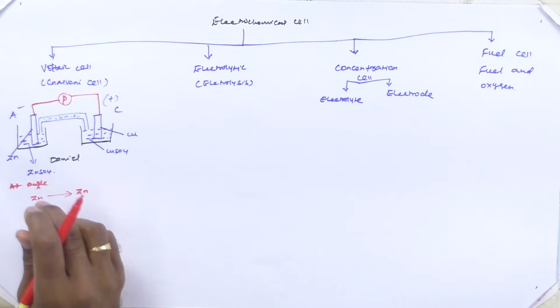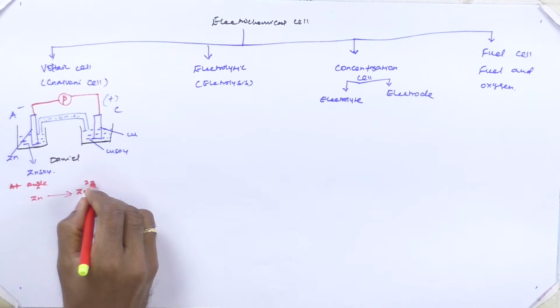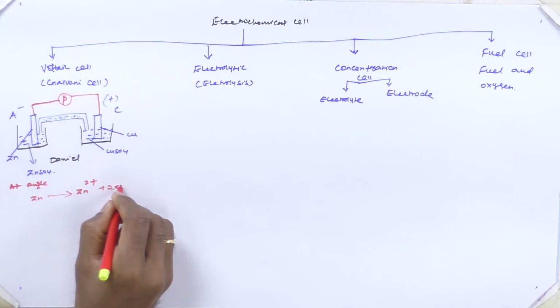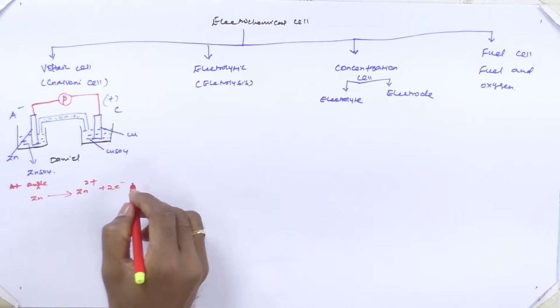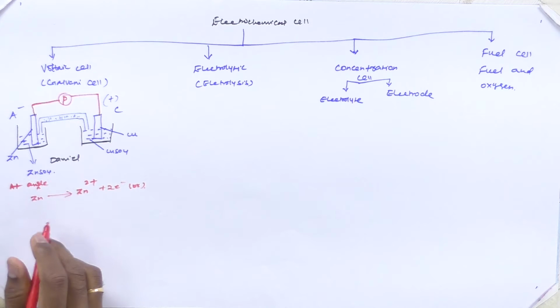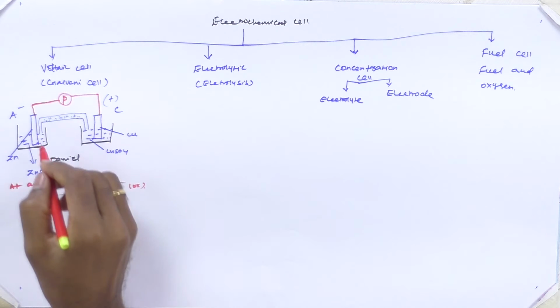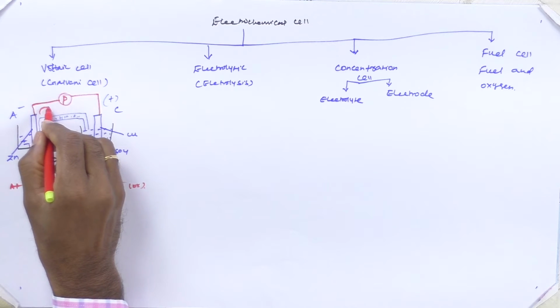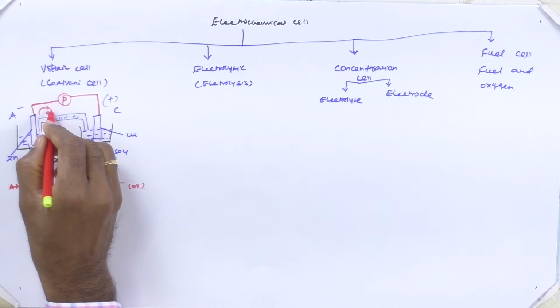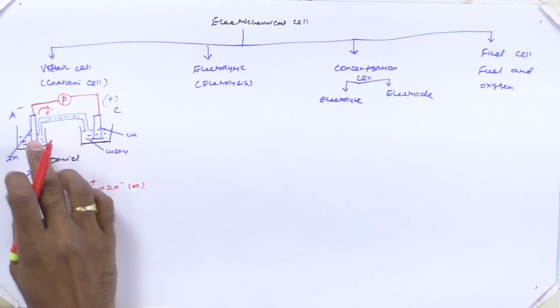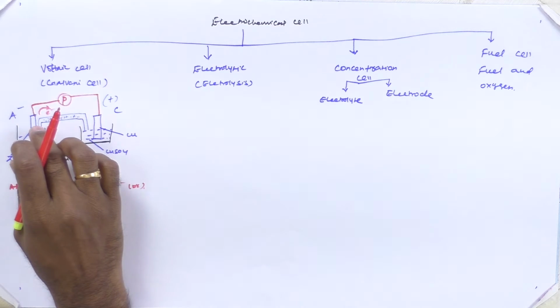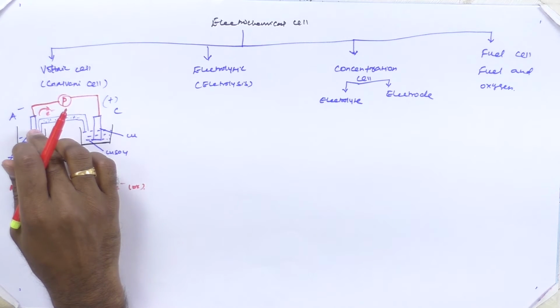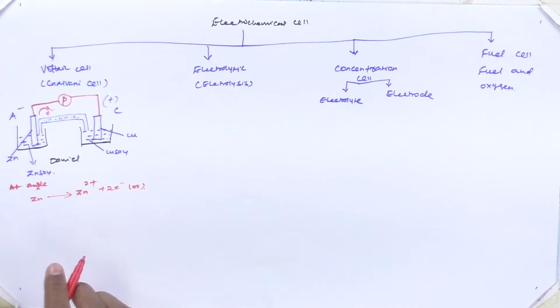Now I am going to take one zinc atom and remove 2 electrons from it. So zinc will get oxidized. This is called oxidation. Once oxidation is initiated, the released electrons will flow from anode to cathode, so this is the direction of electron flow from the anode to the cathode compartment.